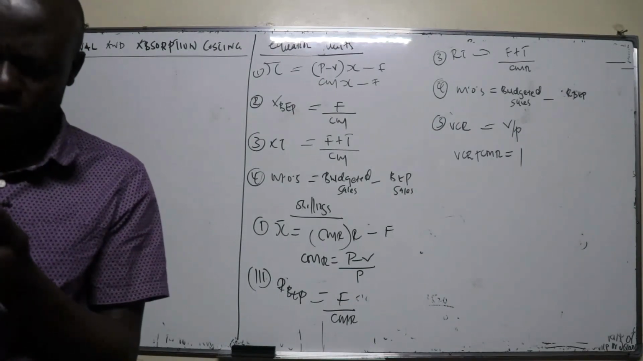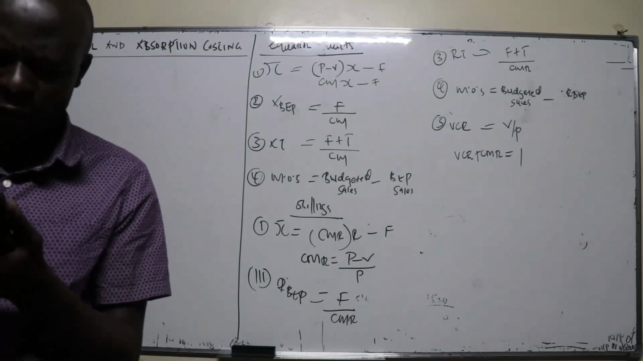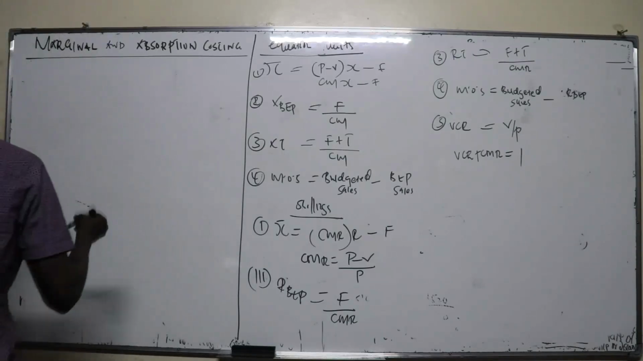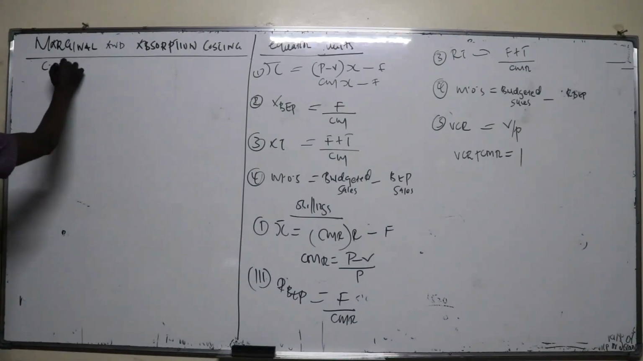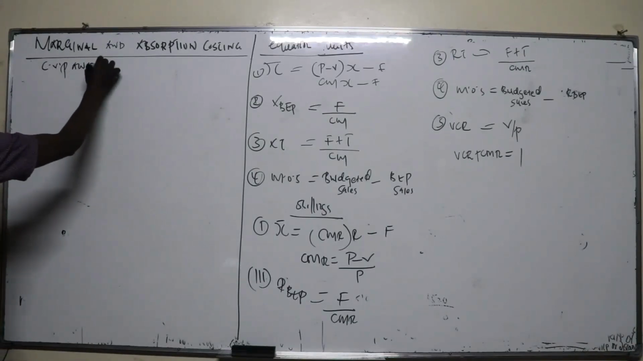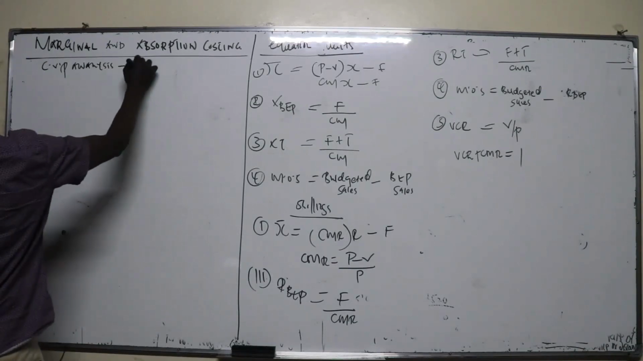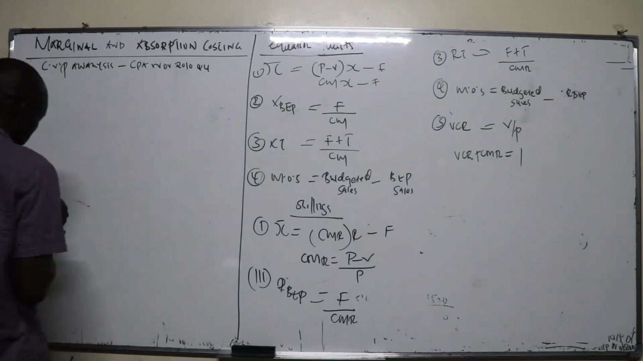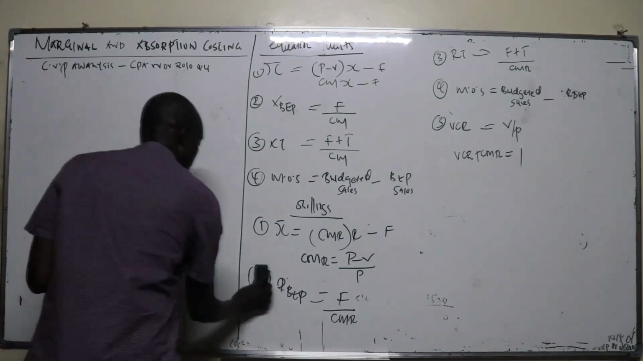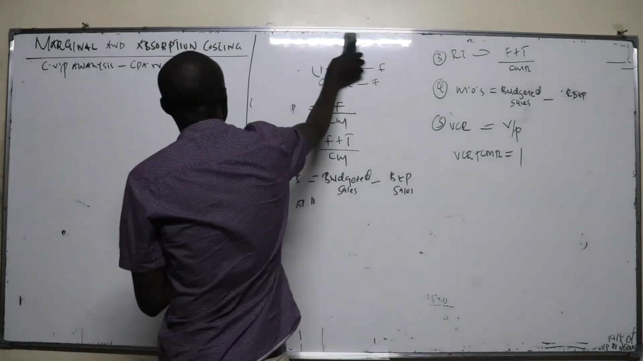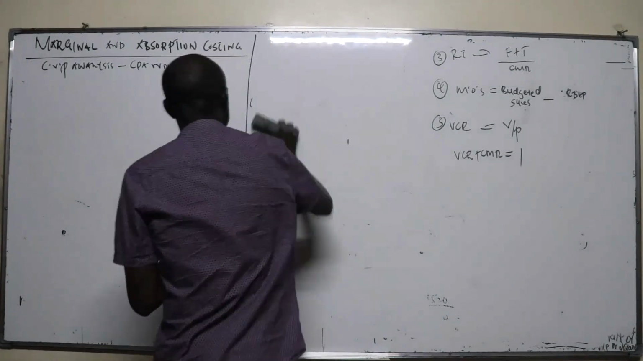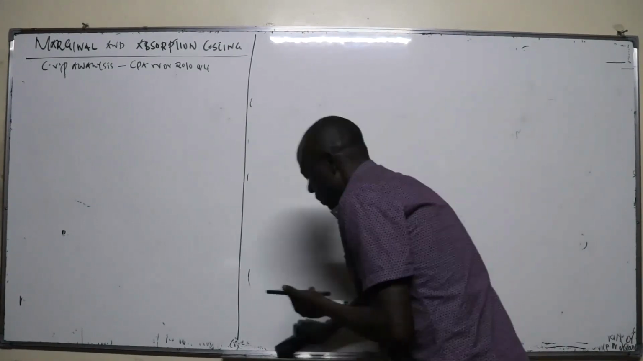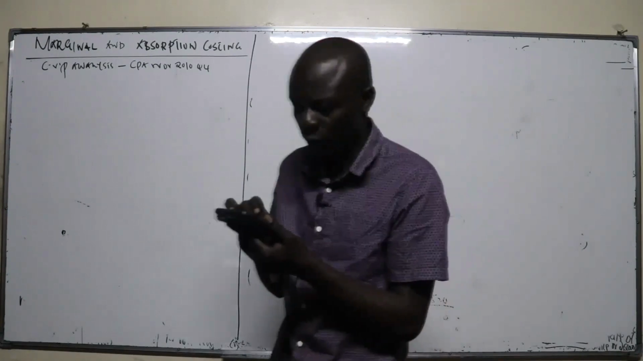It's not June 2010, sorry. It's supposed to be November 2010, question number 4. So we are looking at break-even analysis, CVP analysis. CPA, November 2010, question number 4.